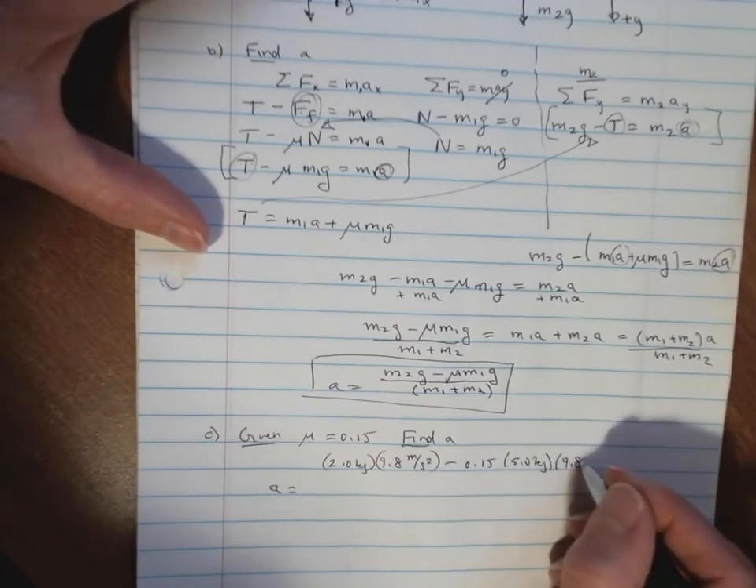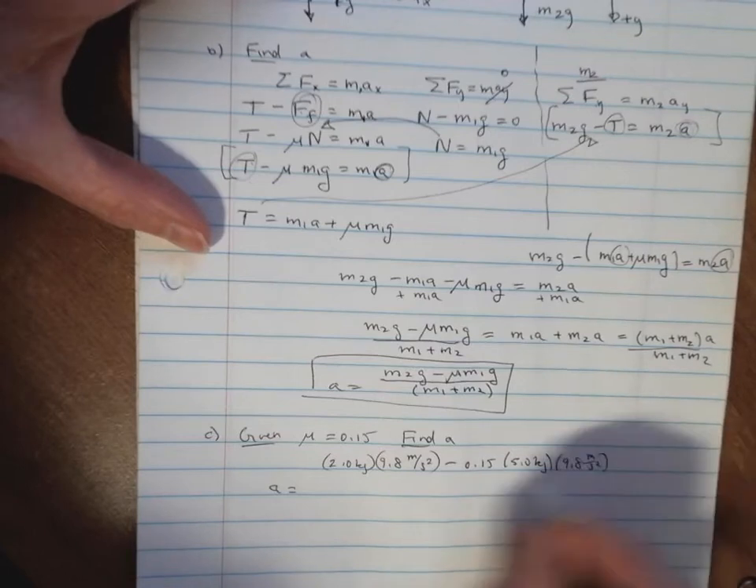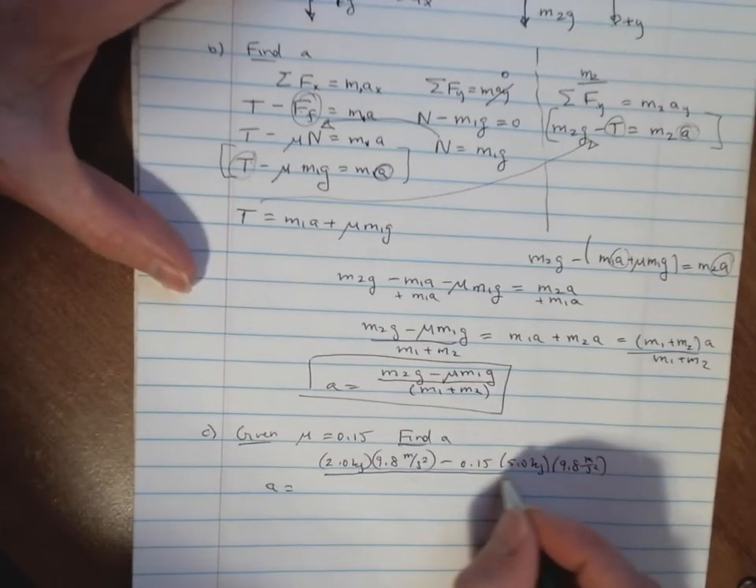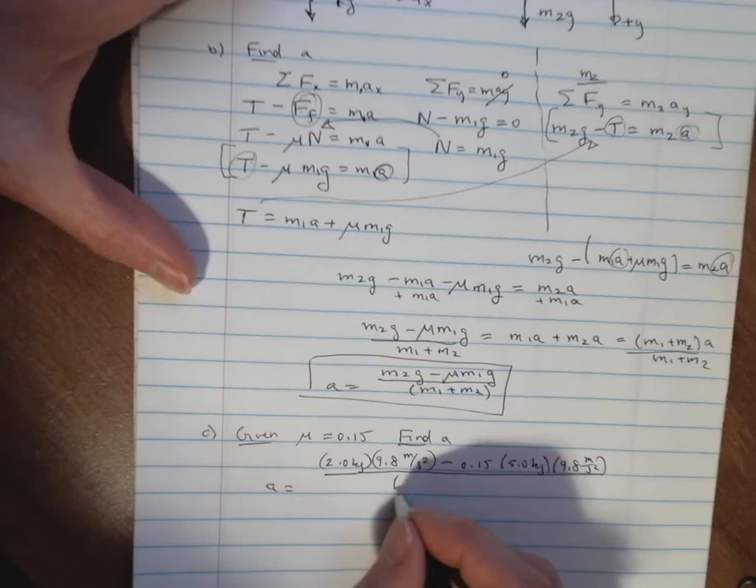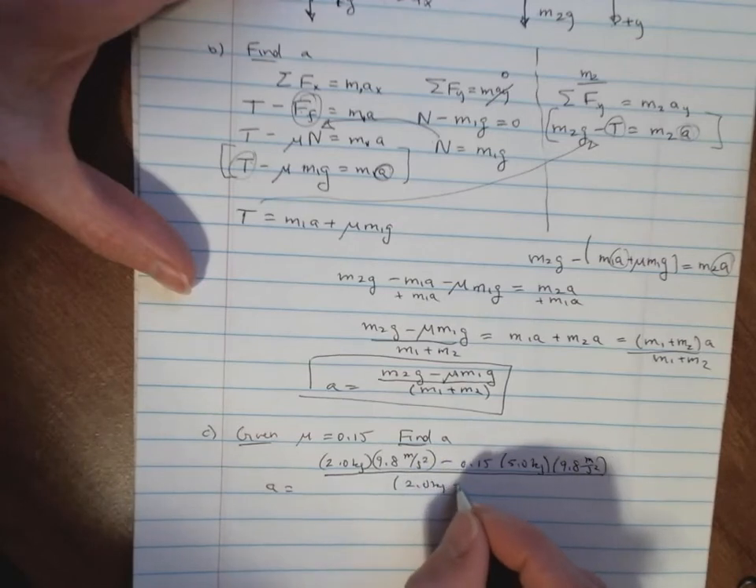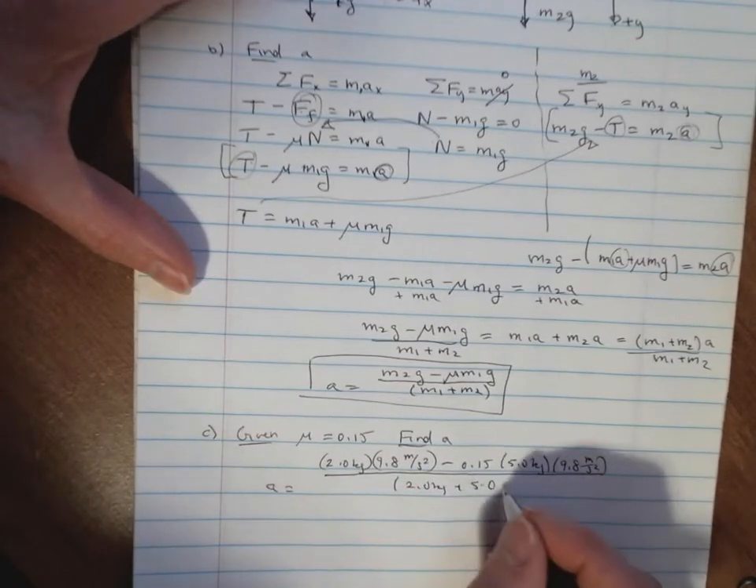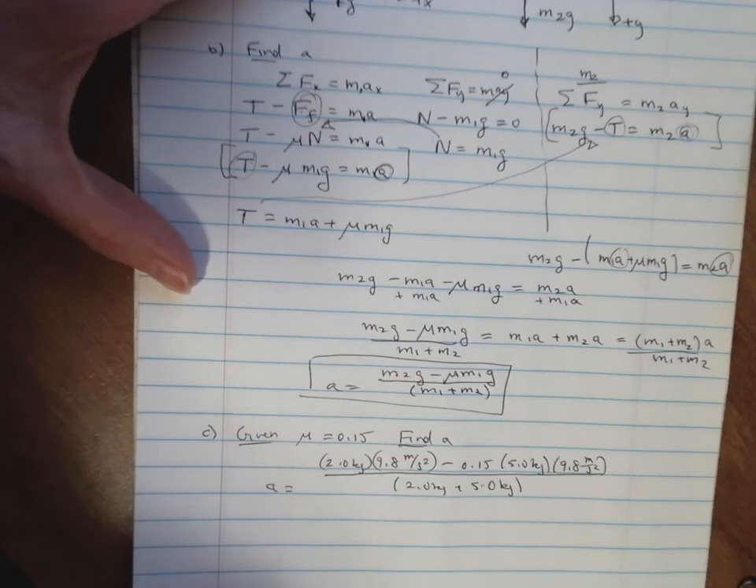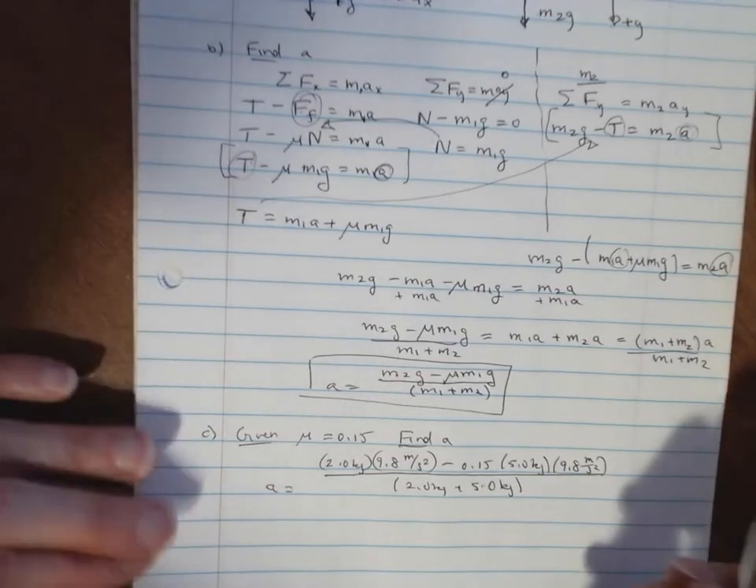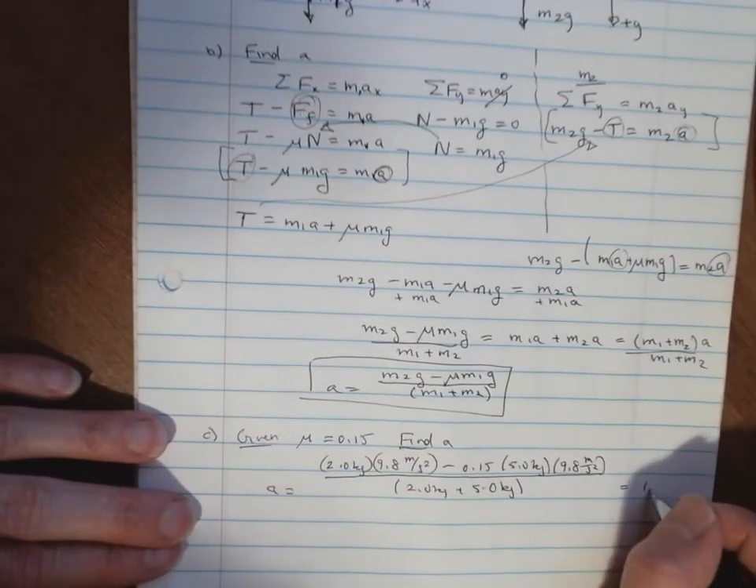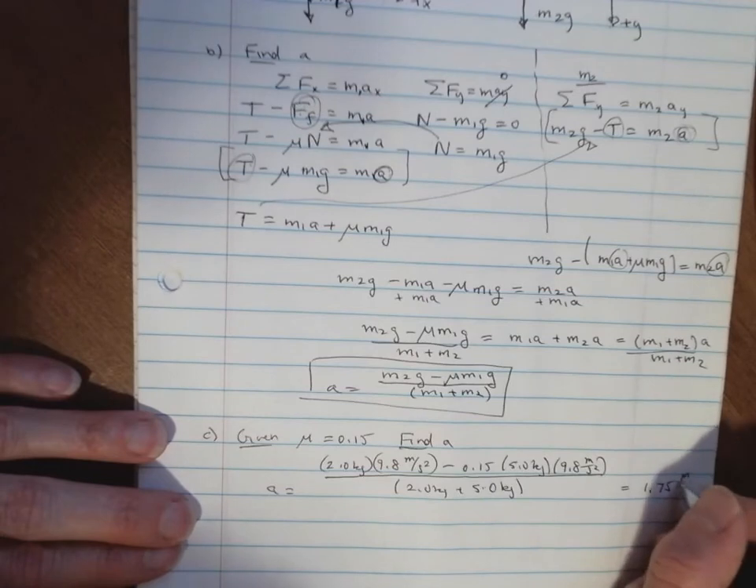times the acceleration of gravity, 9.8 meters per second squared, and then I divide by my total system mass, which will be 2 kilograms plus 5 kilograms, otherwise known as 7 kilograms. Okay, so if I plug that in, I should get that my acceleration is 1.75 meters per second squared.